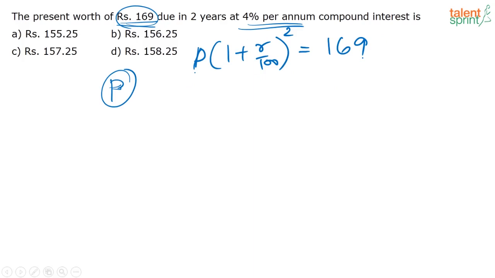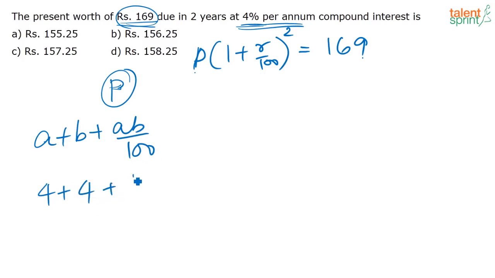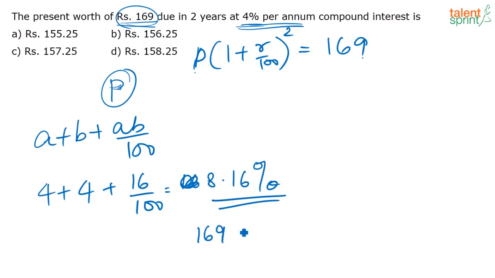But solving it this way might take us more time. So here let's make use of the effective percentage concept that we have learned. What is the interest rate? 4% per annum. What is the formula for effective percentage? A plus B plus AB by 100. So, 4% for 2 years, correct? So, 4 plus 4 plus 4 into 4, that is 16 by 100. 4 plus 4 is 8, 8 plus 0.16, that is 8.16%. So, this 169 is equal to P into (1 plus 8.16 by 100), correct?